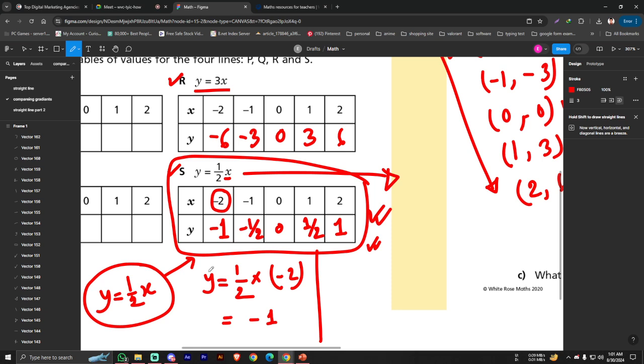Okay. So -2. -2. -2, -1. -1 is -0.5. 0 is 0. 1 is 0.5. And 2 is 1.